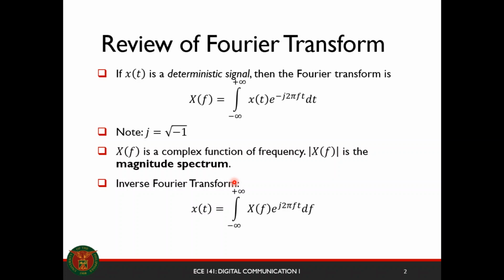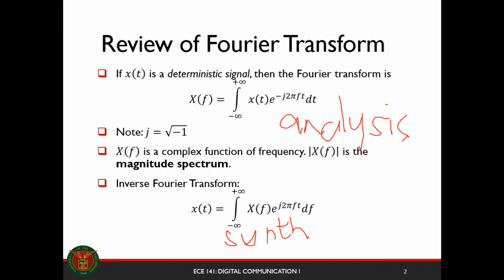The inverse Fourier transform is called the synthesis equation. Okay, so this is the synthesis equation. This is called the analysis equation. So basically, we're going to analyze x of t and break it down into its frequency components. From its frequency components that are known, we're going to synthesize x of t. Okay, so note the difference.